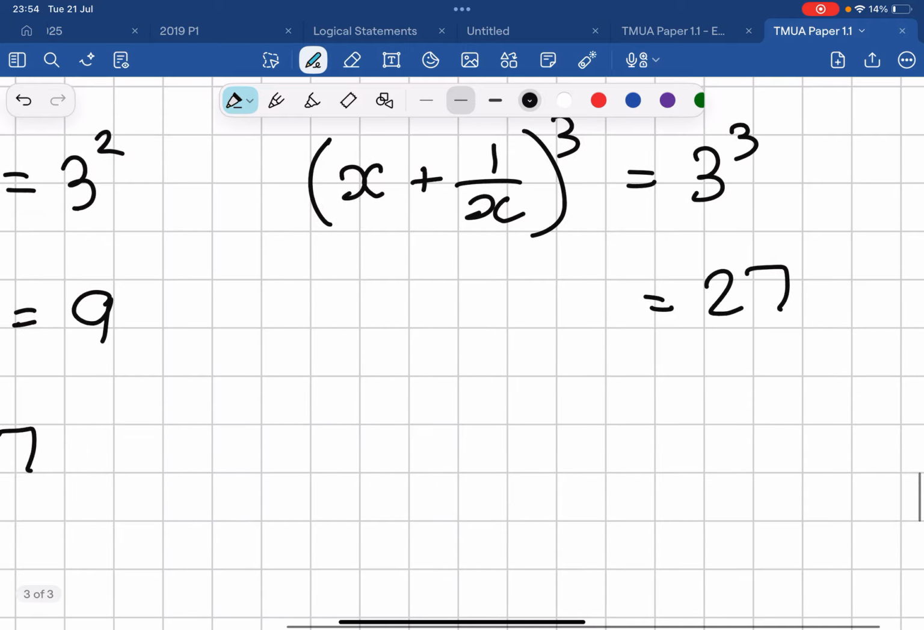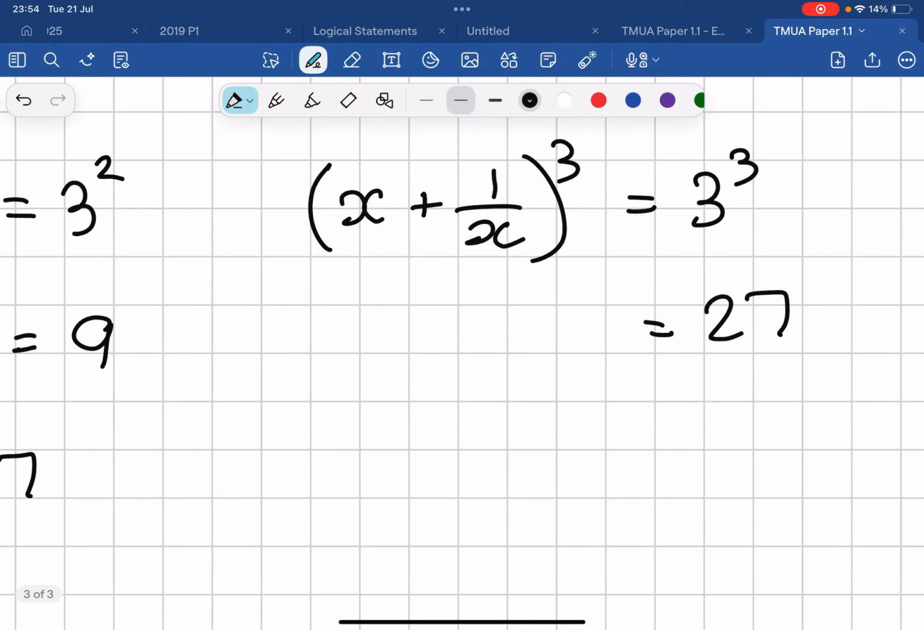Now with this, let's remind ourselves that a plus b cubed is a cubed plus b cubed plus 3a squared b plus 3ab squared. So our a cubed is just x cubed, our b cubed is 1 over x cubed, and we've got plus 3x squared over x, that's 3x, and 3 times x over x squared, so we have 3 over x.